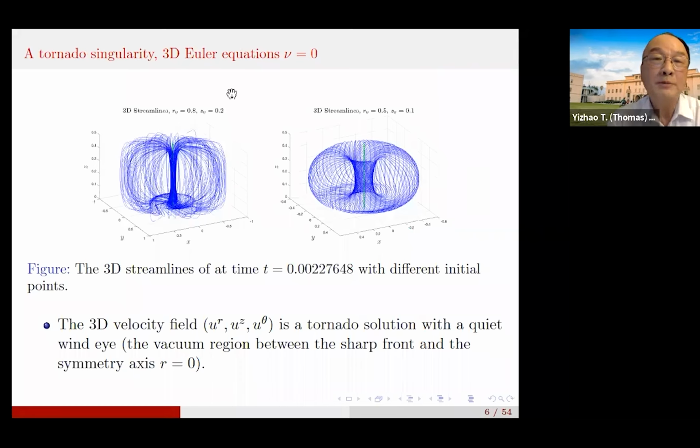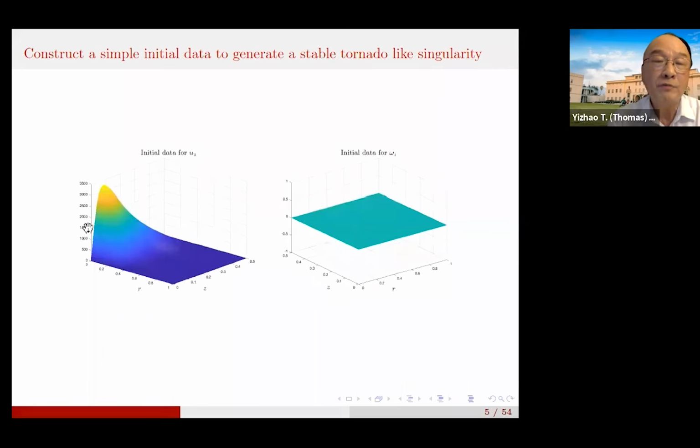It is a tornado type of singularity. This is 3D Euler. Let me show you some examples of 3D Euler. So nu is 0. You start with a solution that is not highly focused. It's all over the domain. The vortices have a very smooth profile in the whole domain.